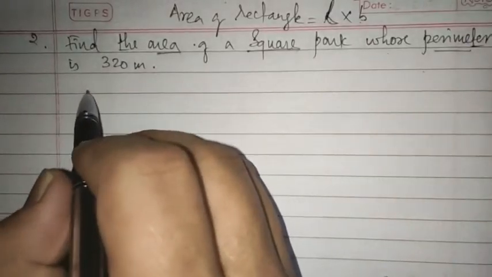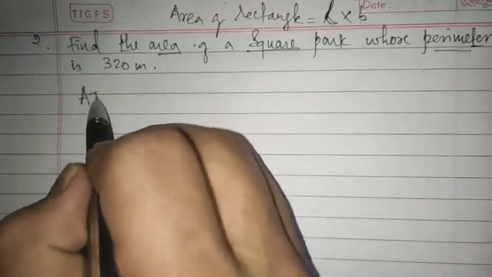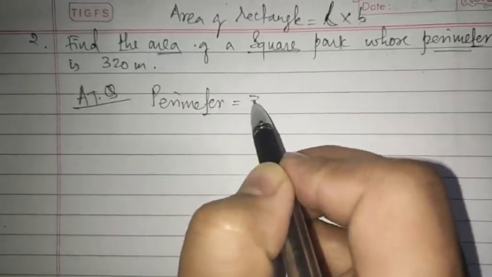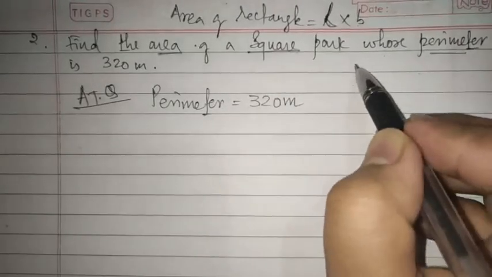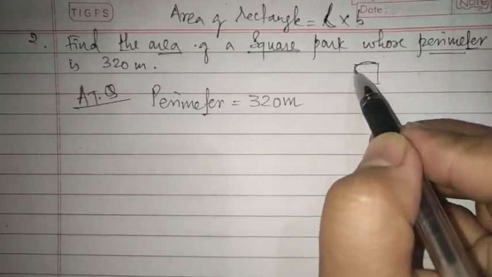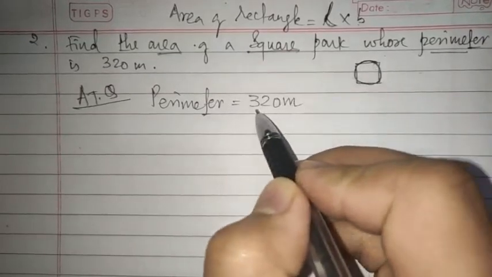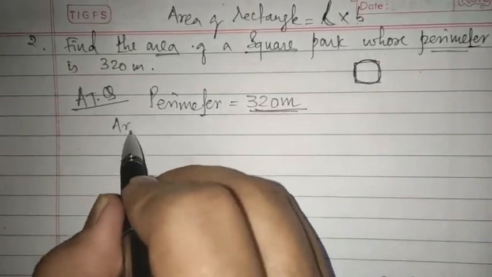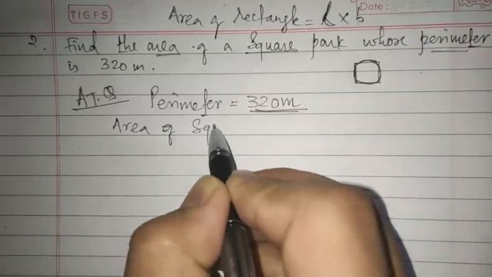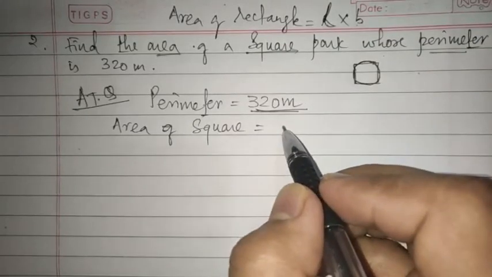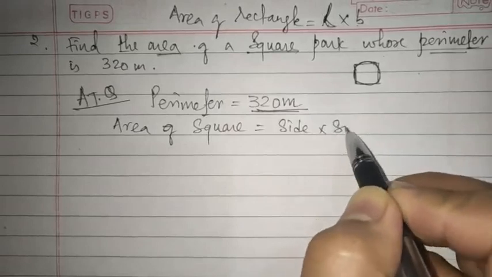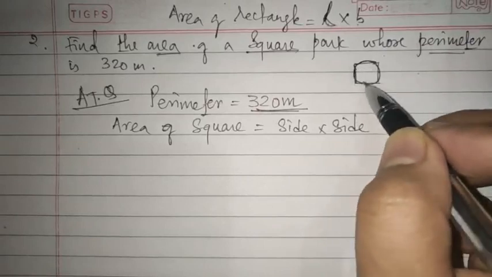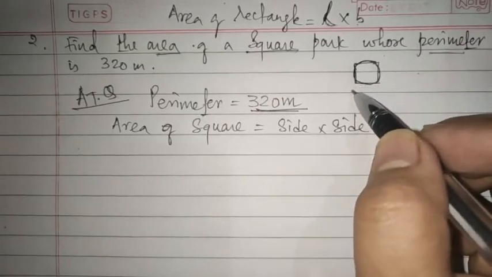So let me write whatever is given in the question. According to the question, perimeter is given, that is 320 meter. So the square shape is like this. Now this overall perimeter, the boundary, is given. This is 320 meter. Okay, now what do you have to find? You have to find the area of the square, not the rectangle. Area of square formula is side into side. Okay, as a square has all the same sides, the area formula will be side into side.